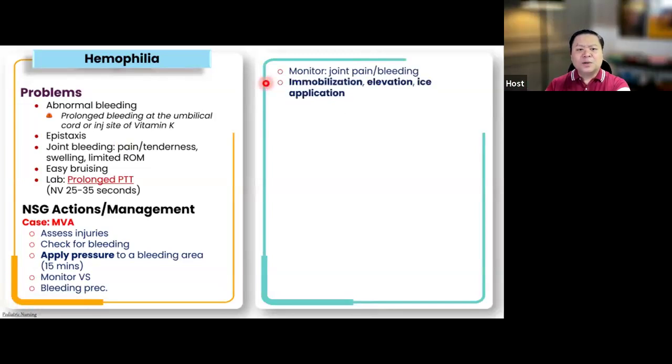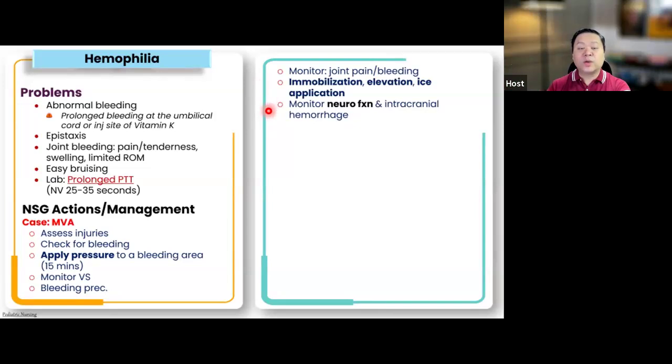Now, definitely we need to immobilize the area of injury, especially we got to elevate that side to decrease the bleeding risk, and also we're going to have to apply ice to the injured site. All right. Now, another thing is we're going to have to make sure that we are monitoring any subtle changes in the neurological function of the child, especially if they probably had fallen on the floor, on the ground, or maybe they hit their head on the wall.